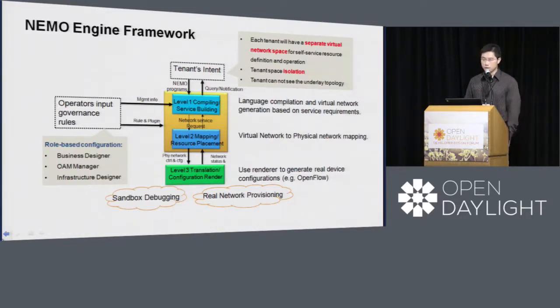So NEMO stands for Network Model, and it's a language-styled effort to create a network intent engine. I think one way for you to think about it is it's almost like a SQL for defining network service functions or requesting network service functions. So why do we want something like this?